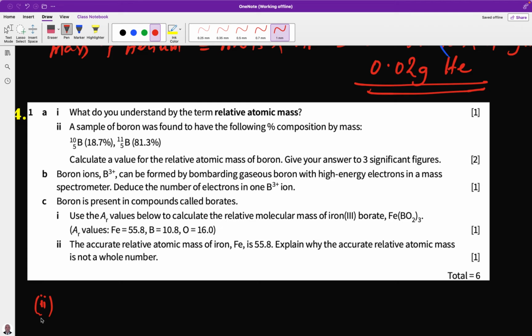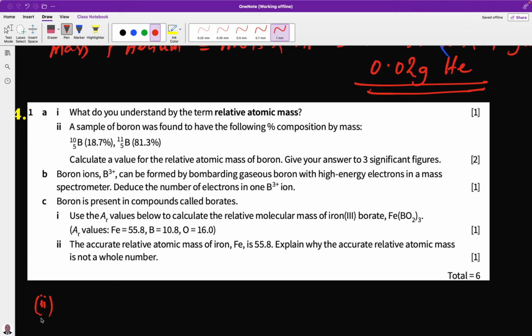Remember, we said this is the average mass. The relative atomic mass is the average mass of naturally occurring atoms of an element on a scale where the carbon-12 atom has a mass of exactly 12 units. So we are now going to have the average. See how the average of the relative atomic mass is going to be calculated. Calculate the value of the relative atomic mass of boron. Give your answer to 3 significant figures.